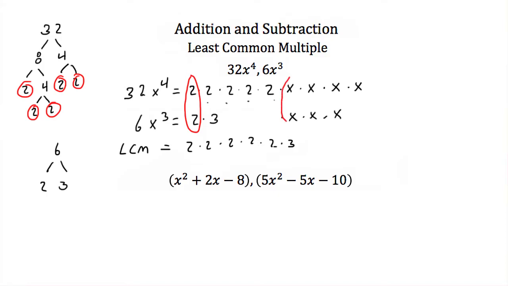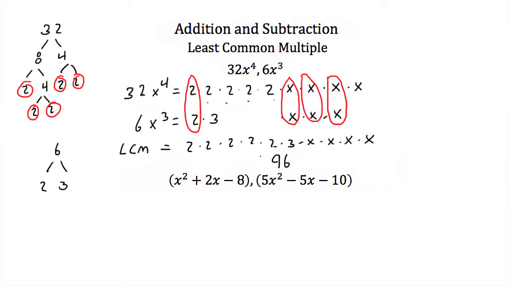Now 3 of these x's are repeated, so we would bring down just one x for each of them. And then we have this extra x, so that comes down as well. So our least common multiple would be 2 times 2 times 2 times 2 times 2 times 3, and then times x 4 times. Well, 2 times 2 is 4, times 2 again is 8, times 2 again is 16, times 2 again is 32, and then 32 times 3 would be 96.